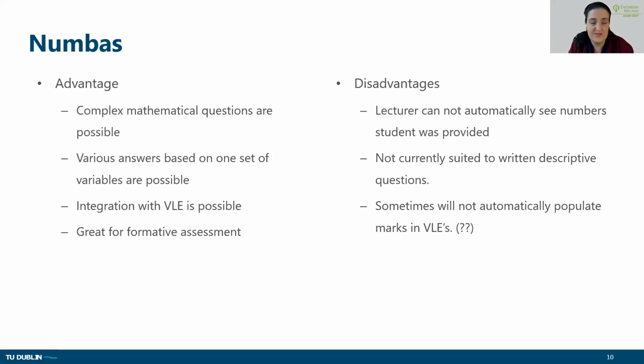The disadvantages, as a lecturer, are that you don't actually see the numbers that the student gets unless students go through an extra step, which I'll explain in a second. You just see the mark they achieved. There's no current option to have a written, descriptive box question, which for some modules is not going to be a problem, but for others it will be. And sometimes, for some unknown reason, the values aren't populated automatically into the VLE. Anytime I've trialed it, it does, but without standing over students, I don't know what they're doing that it doesn't. So it seems a little bit random, but the first and the last will be solved with the integrated VLE.